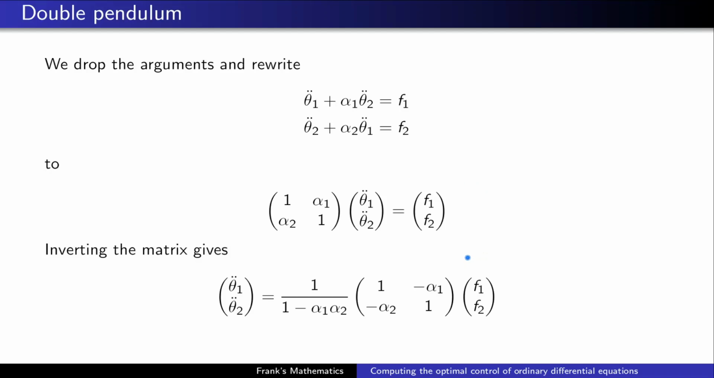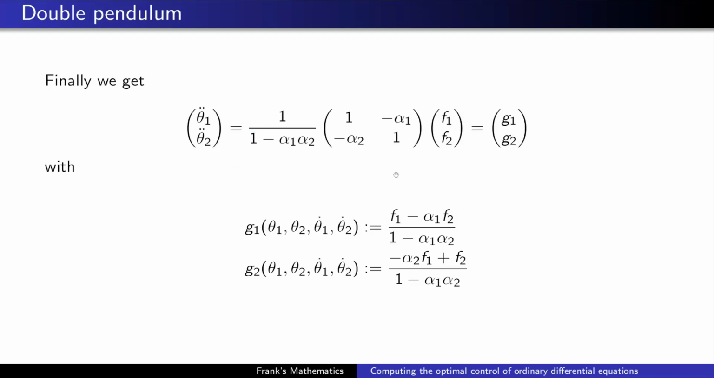If you now check that this matrix is invertible, and in fact it is, you can invert the matrix and bring it to the other side. The inverse looks like this. This is good because now we have isolated the second derivatives of theta 1 and theta 2. So let's quickly compute the right-hand side. The right-hand side, if you compute it, looks like this. So G1 and G2 are the first and the second component respectively. And the precise definition looks like this.